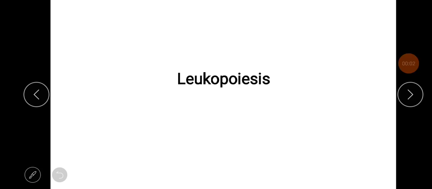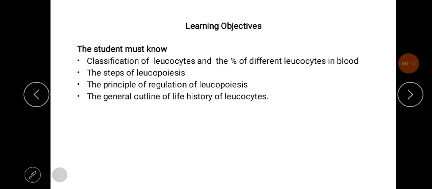Hello everyone. In this class, we'll try to learn about what is leukopoiesis, that is the development of the WBCs. So learning objectives of this class would be classification of the leukocytes and the percentage of different leukocytes in the blood, that is differential leukocyte count, the steps of leukopoiesis, the principle of regulation of leukopoiesis, and the general outline of life history of leukocytes.